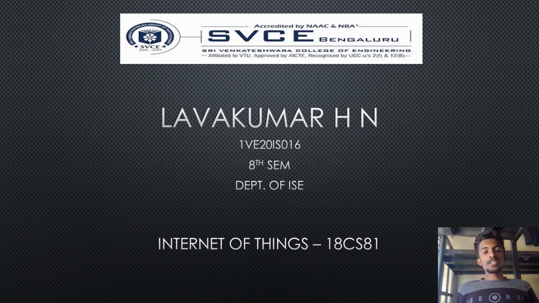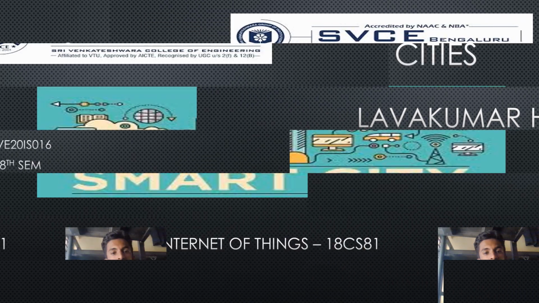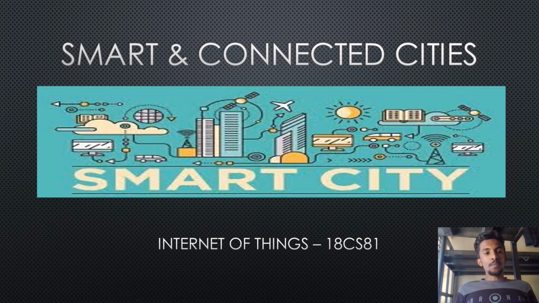Today I am going to discuss a topic in Internet of Things, which is a subject for us in our engineering 8th semester, and its subject code is 18CS81. Without any delay, let's get into today's topic. Today's topic is smart and connected cities.